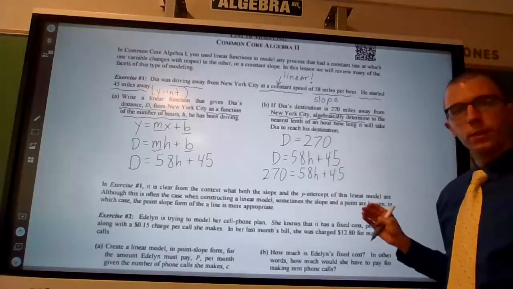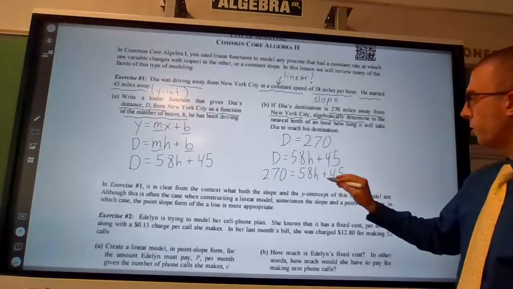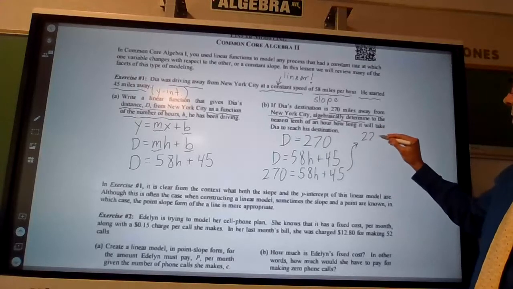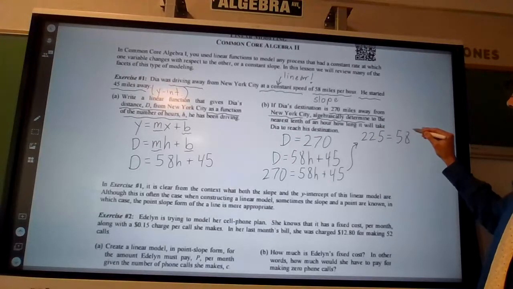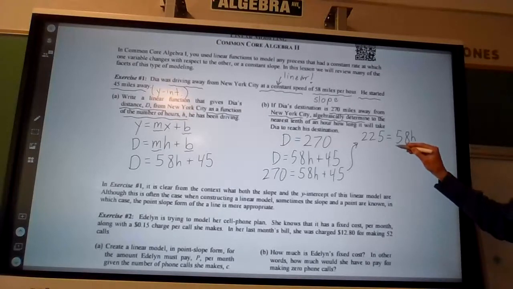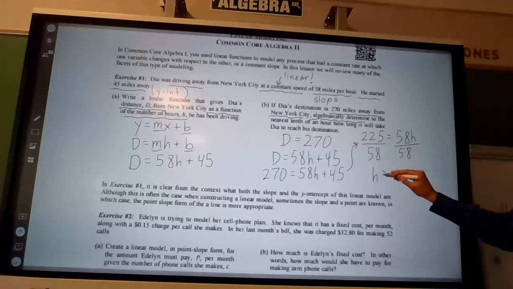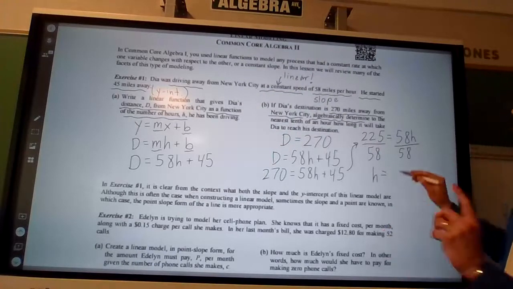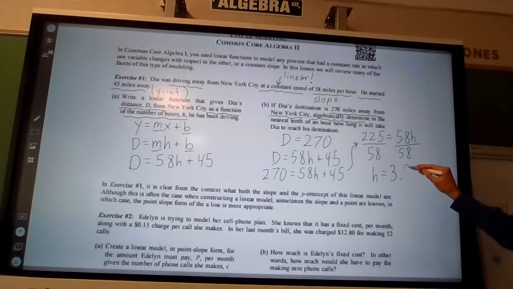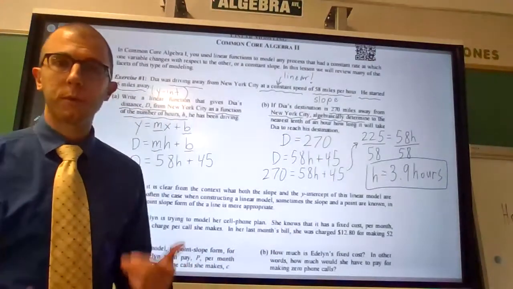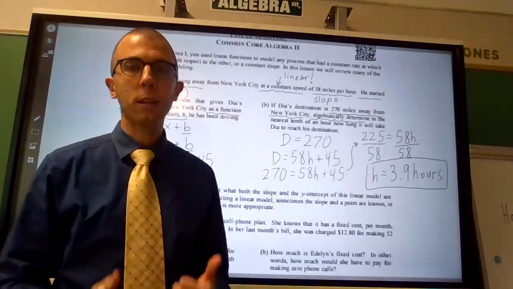Okay, and equations like this now, we've had much practice with these. We want to subtract 45 from each side. I'm going to continue this up here. We get 225 equals 58H. And that last step, divide by the coefficient to get our answer to the nearest tenth of an hour. 3.9 hours. That is how long it will take Daya to reach his destination, which is 270 miles away from New York City.